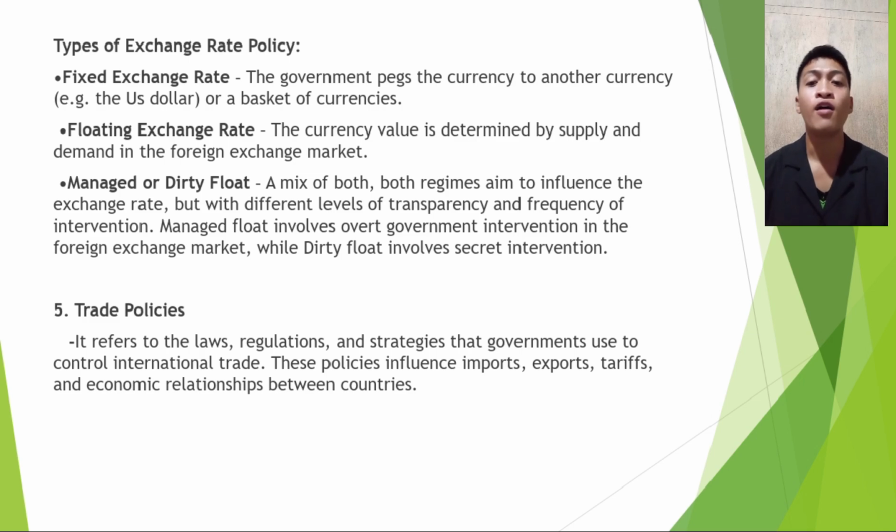The next one is floating exchange rate. The value of the money is decided by how many people want to buy or sell it in the open market, or supply and demand. And the third one is managed or dirty float. This is a mix of both. The government tries to change the money value when needed. A managed float is when the government action is open and known, while a dirty float means they act in secret.